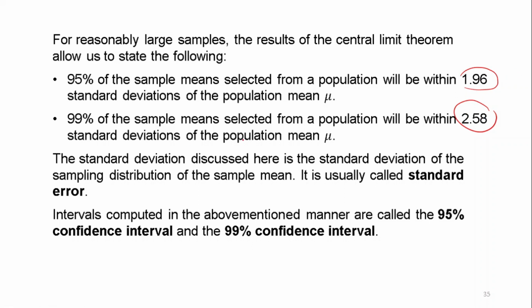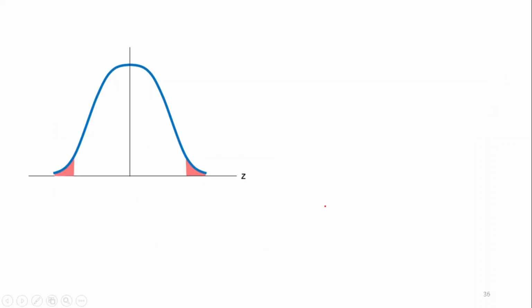The standard deviation discussed here is the standard deviation of the sampling distribution of the sample mean. It is usually called the standard error. Intervals computed in the above-mentioned manner are called the 95% confidence interval and the 99% confidence interval. So this is an example of how we get the value of Z.